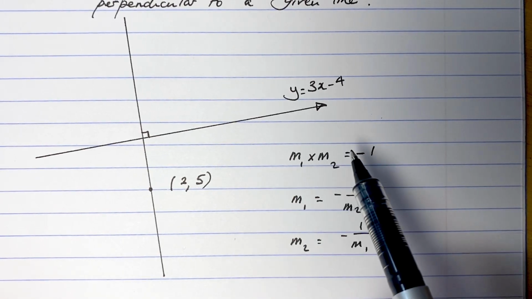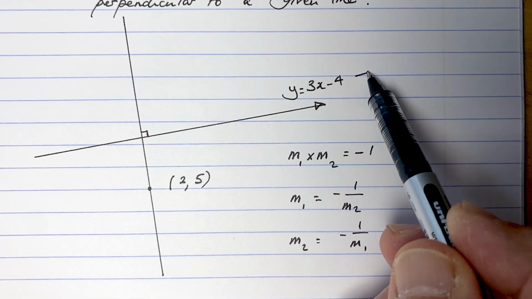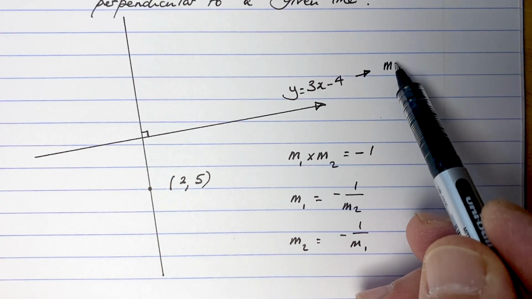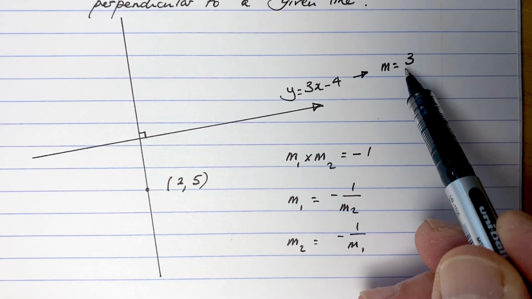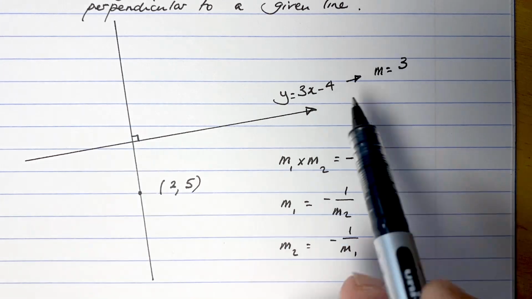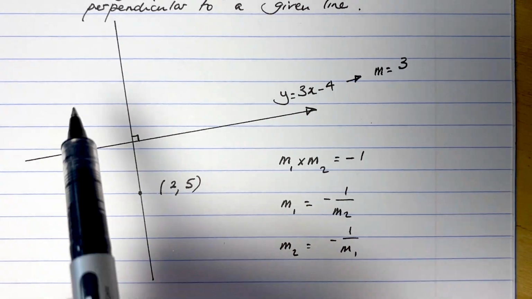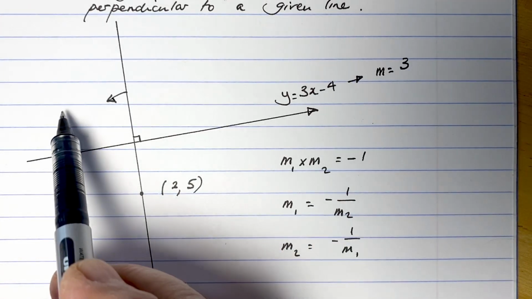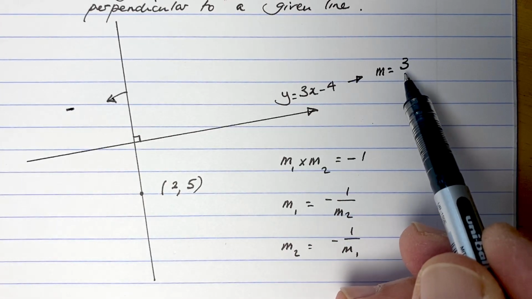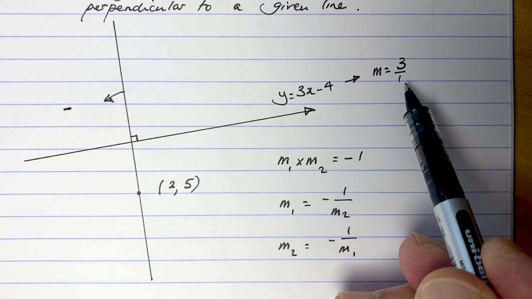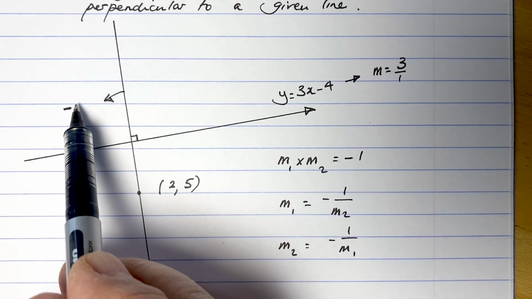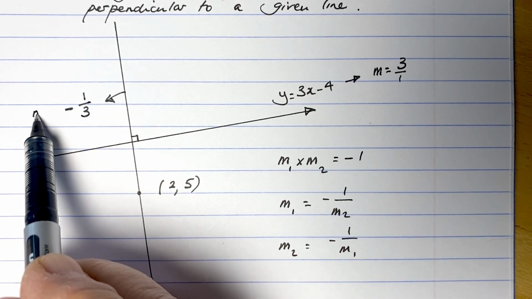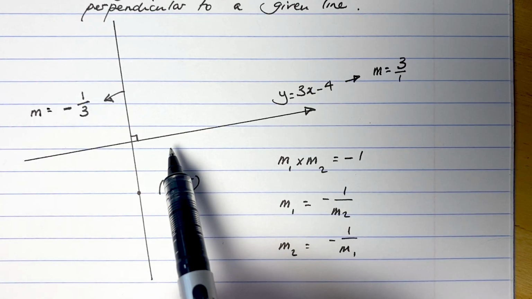Now you see with this example, this line has a gradient of 3. M of this line is 3. M of a line perpendicular to this must be the negative reciprocal of this number. That means plus becomes minus, and 3 as a fraction can be written as 3 over 1, and we invert this: negative reciprocal. So that would be the M of the line perpendicular to this line, minus 1/3.